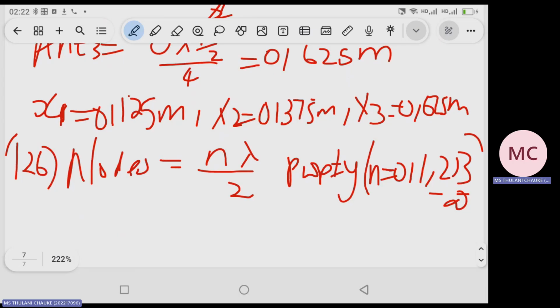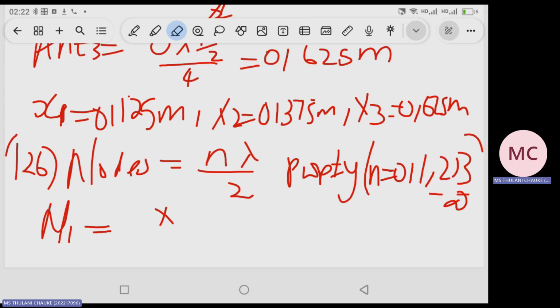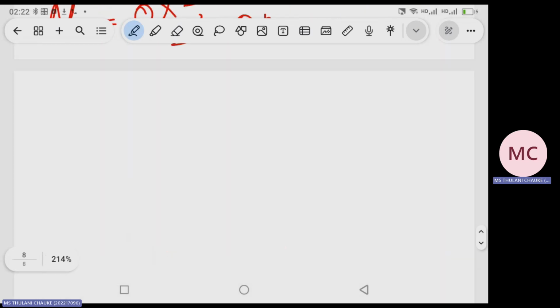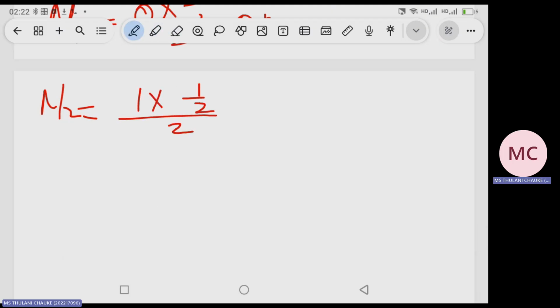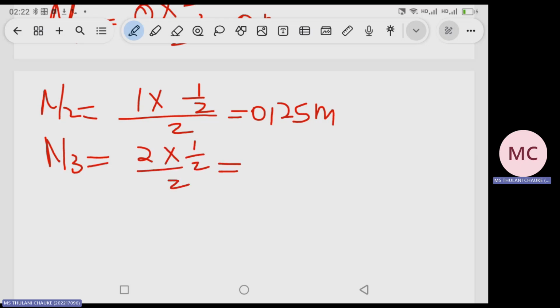So now, for the first position, it will be N1. It will be 0 times half over 2. So the first one will be 0 meters, obviously. And then for N2, you will say 1 times half over 2. Then you'll get 0.25 meters. Then you do N3, you'll get 2 times half over 2. You'll get 1 over 2, which is simply 0.5 meters.